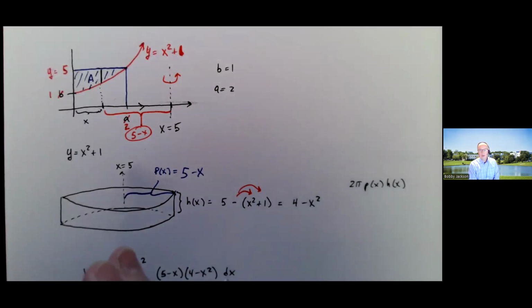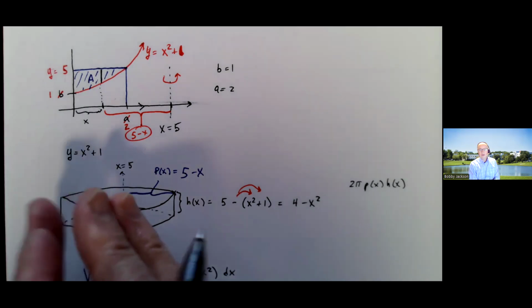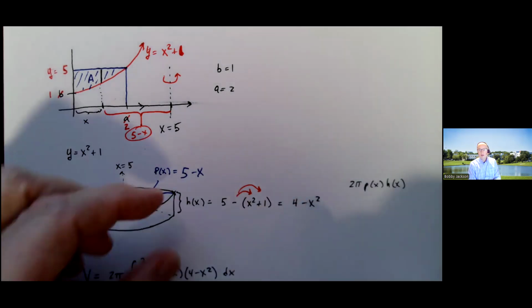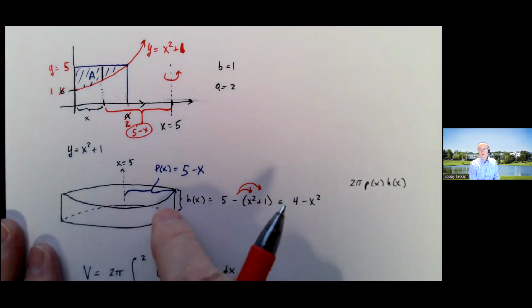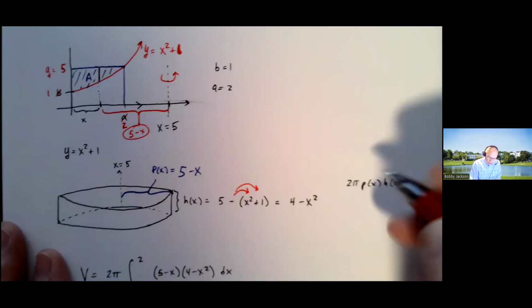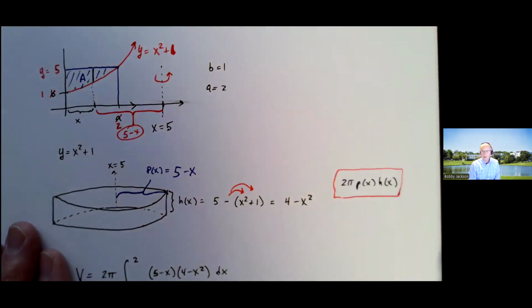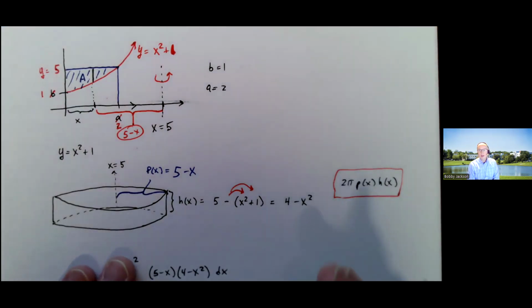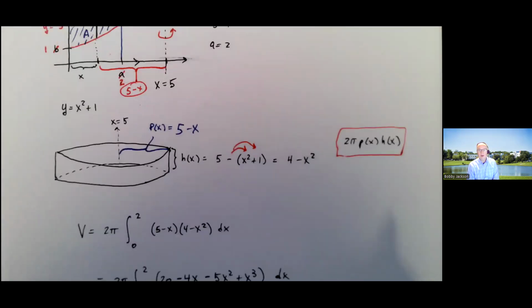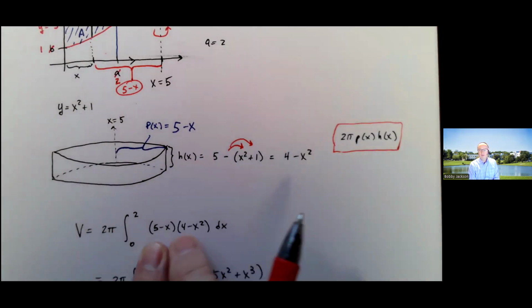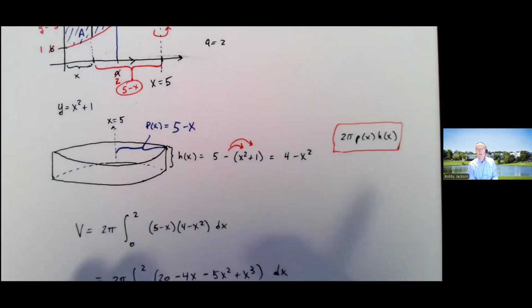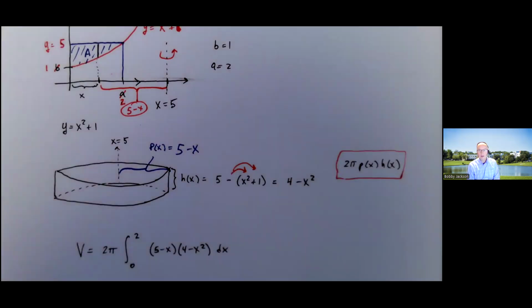So remember, if we were to snip up this thin shell and spread it out, we'd have a rectangle of height h of x. What would the length be? Well, it's the circumference of the circle, which is 2 pi times the radius. So this would be the area of this shell, essentially, that we're going to then add up, or integrate, from 0 to 2. And so our integral becomes 0 to 2. I pull that 2 pi out. p of x, remember, is 5 minus x, and h of x is 4 minus x squared. So there's the integral we need to evaluate to find the volume of this solid.